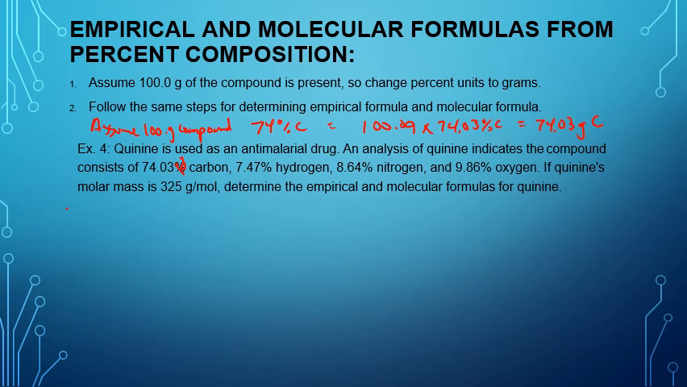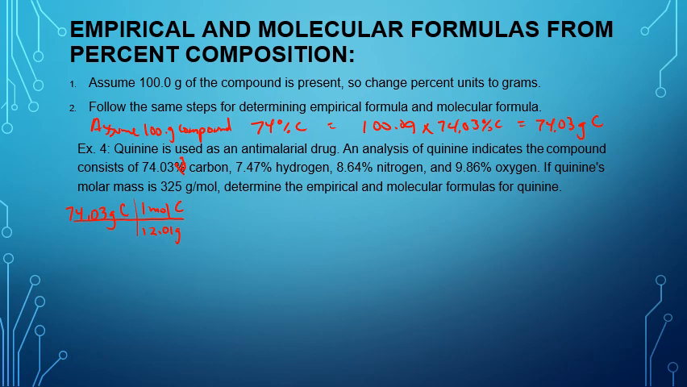So I'm going to begin by solving for the empirical formula for quinine, which is an anti-malarial drug. It is a compound that consists of 74.03% carbon, 7.47% hydrogen, 8.64% nitrogen, and 9.86% oxygen. If quinine has a molar mass of 325 grams per mole, determine the empirical and molecular formulas. So the first step that I would do is convert each of these into moles. So 1 mole of carbon, 12.01 grams.